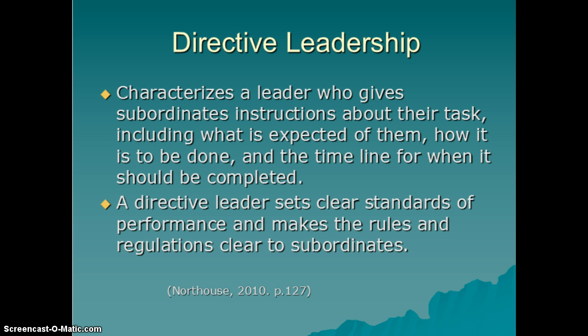Directive leadership. Characterizing a leader who gives subordinates instructions about their task, including what is expected of them, how it is to be done, and the timeline for when it should be completed. A directive leader sets clear standards of performance and makes the rules and regulations clear to all subordinates.